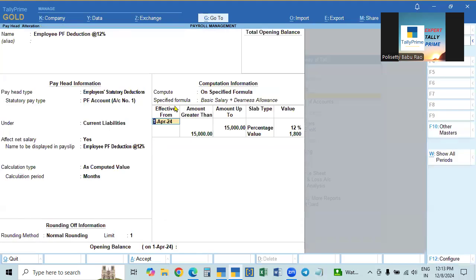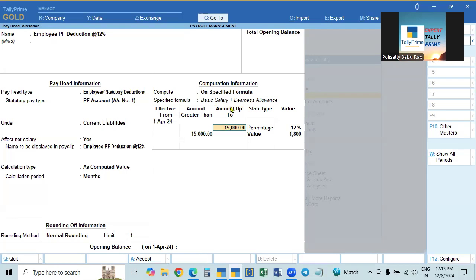See, the specified formula is basic salary plus dearness allowance. We are starting from 1st April. We can calculate the salary for any month depending on their attendance, starting from April 24. Here the employee's provident fund deduction and employer contribution are also limited to 15,000 of the salary. Salary here means basic salary and dearness allowance in total. The deduction by the employee and the contribution by the employer are limited to 12% only.